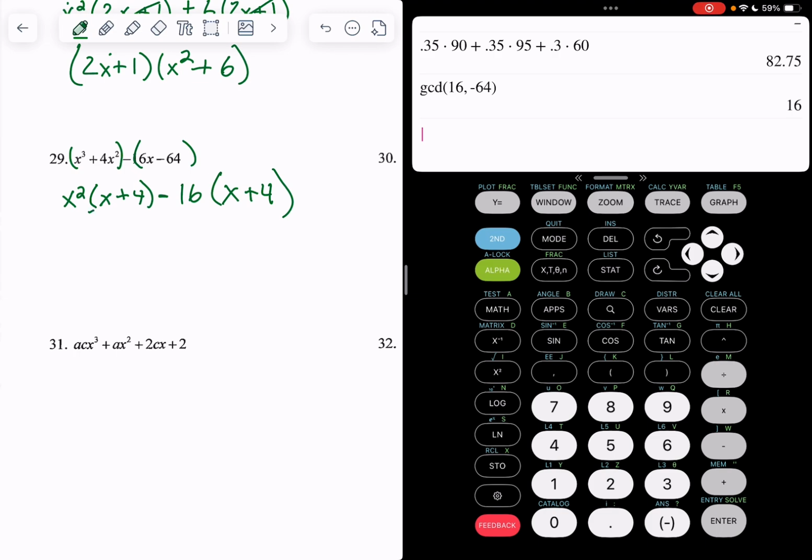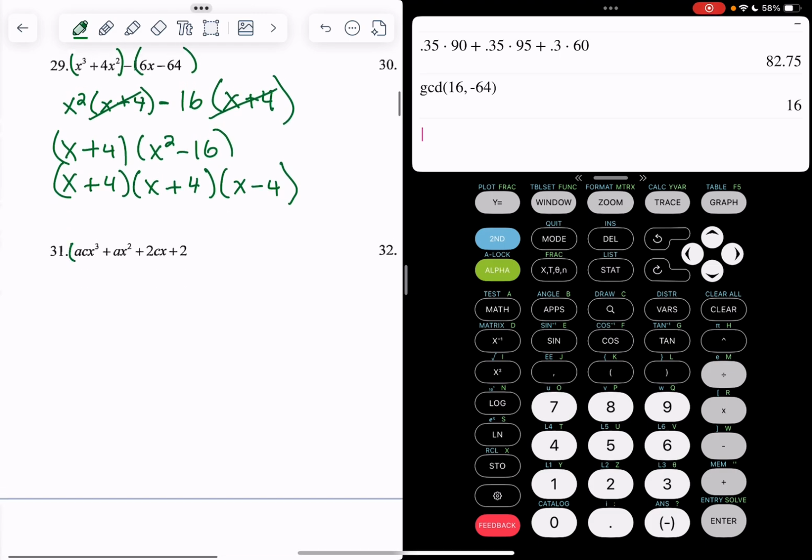Okay, so again, we have these two that are the same, so that's one factor. And then we have x squared minus 16, which can be factored again. That's the difference of 2 squares. So this becomes x plus 4 and x minus 4. All right.